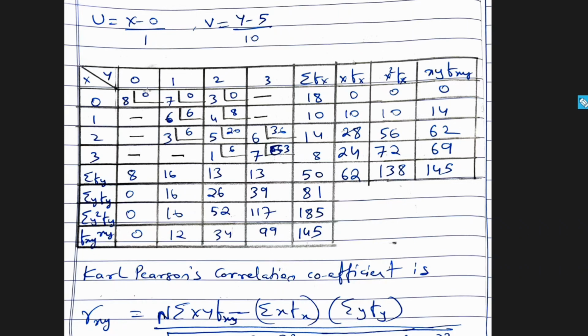So 0 into 8, that is 0. 0 into 1 into 7 is 0. 0 into 2 into 3 is 0. So all the three values are zeros, hence the total is 0. Next, 1 into 6.